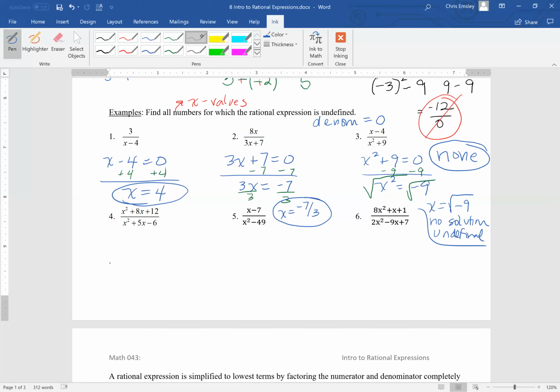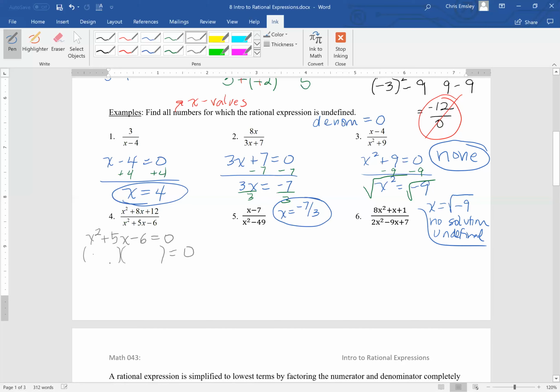Okay, let's look at this next row of questions. Same procedure, except now we just have a little bit more we have to do to solve. We take that denominator and set it equal to 0. So that gives us a quadratic equation in this case. There are a couple different methods to solve a quadratic equation, but for this example, I think we should give factoring a try.